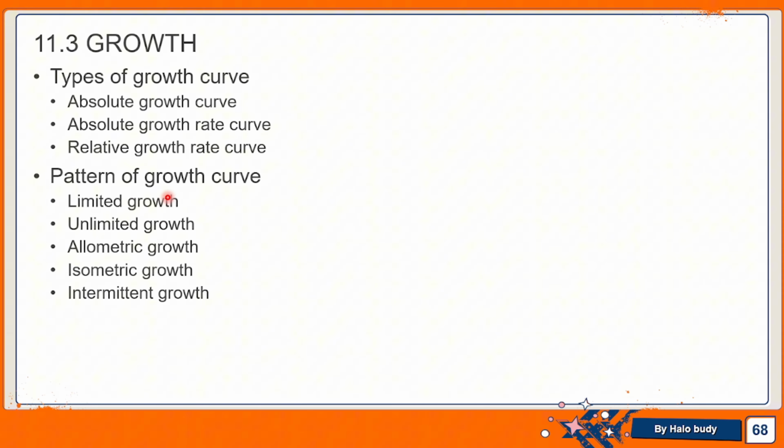So these are the growth patterns. You need to explain them, and also you need to know the examples. Limited growth is human, unlimited growth is plant, secondary plant, allometric growth is also human. Isometric growth is fish, intermittent growth, I think you guys already know, is insect. So you need to know the graph pattern of this growth as well.